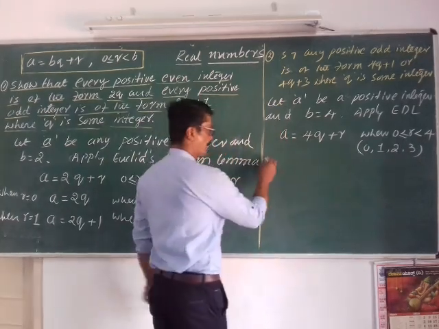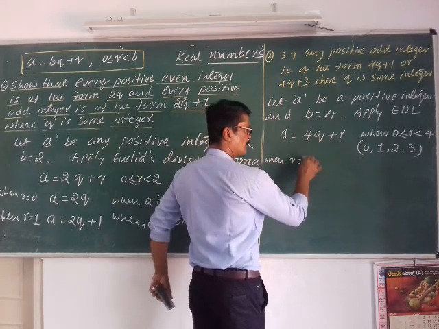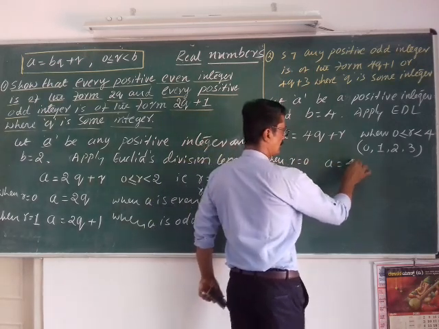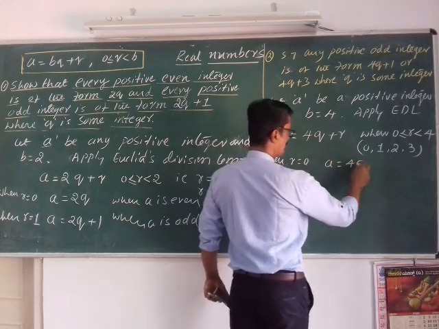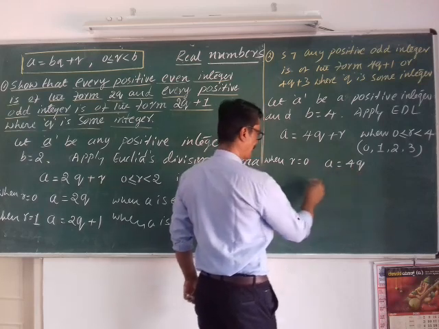Let me write, when r is equal to 0. So a is equal to, when r is equal to 0, it becomes 4q plus 0, or simply 4q.